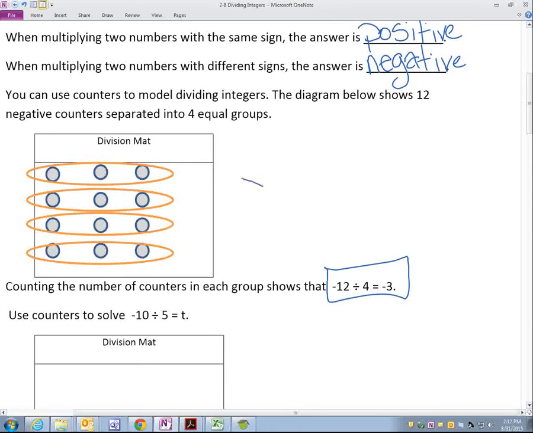We had 12 negative integers in here. We divide it by 1, 2, 3, 4 groups. And there are 1, 2, 3 negative integers in each group. Which makes the answer negative 3.